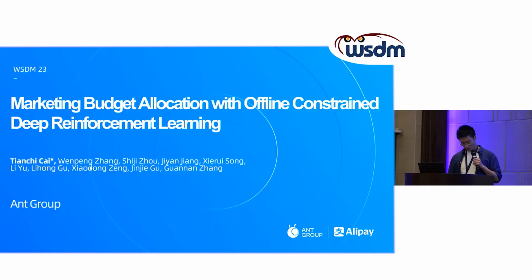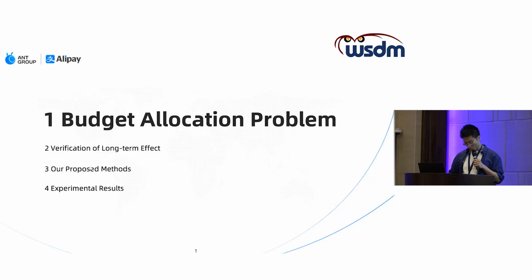Today I will present our work, marketing budget allocation with offline constraint deep reinforcement learning. This is a joint work with my colleagues from Ant Group. So I will start by introducing the budget allocation problem.